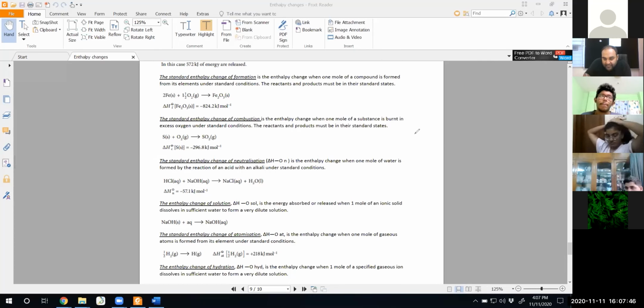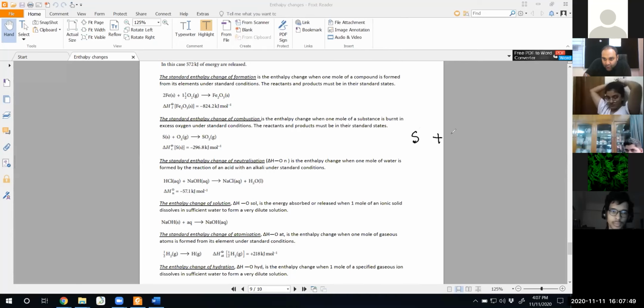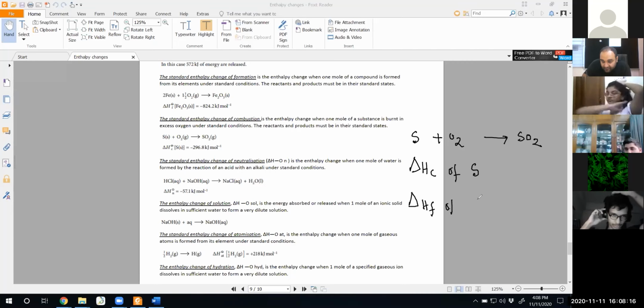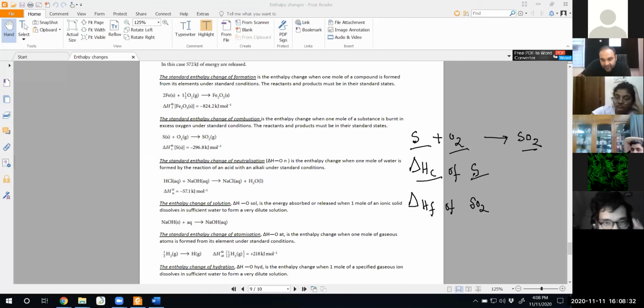So S plus O2 gives us SO2. What reaction is this? Combustion and formation. Both. We can call this enthalpy of combustion of what? Sulfur. And we can also call this enthalpy of formation of sulfur dioxide. So sulfur plus oxygen gives us sulfur dioxide, and we can call this enthalpy of combustion of sulfur.